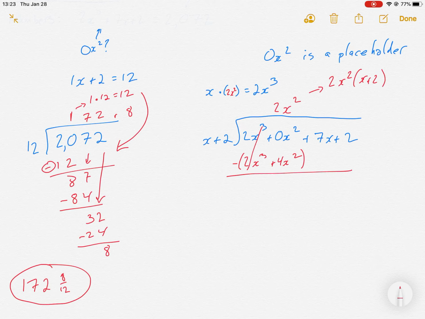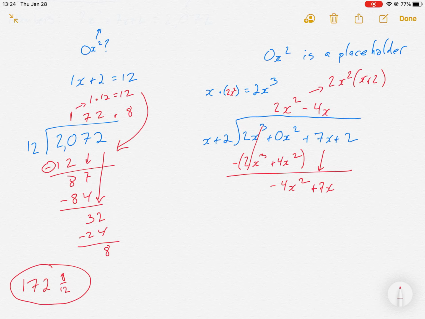And so you'll notice this will always cancel, and you'll be left with the negative 4x squared. Then I bring down the plus 7x, just like I do with the numbers. And we basically repeat now. So now the question is x times what will give me negative 4x squared, and that would be negative 4x.